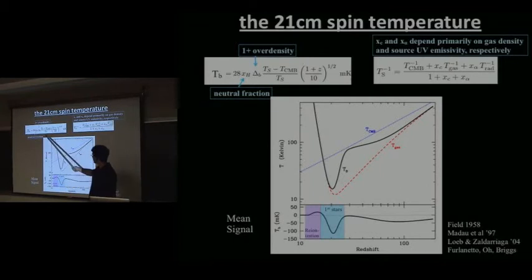And then when you have enough stars form that you can ionize the universe, you get rid of all your neutral hydrogen, and your signal goes away. Most instruments are going after this signal from reionization, and this is the sky average signal here. But there is a class that are going after the signal from when the first stars form, because this signal can potentially be quite a bit brighter.